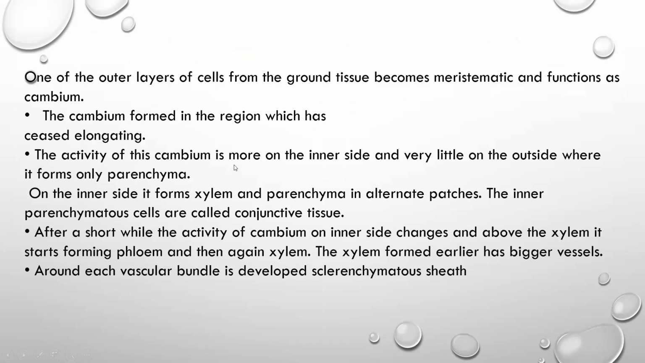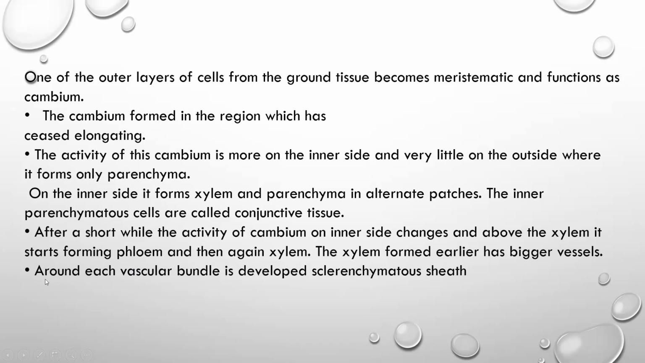The activity of this cambium is more on the inner side, where it forms xylem and parenchyma in alternate patches. The inner parenchymatous cells are called conjunctive tissue. After a short while, the activity of the cambium on the inner side changes, and above the xylem it starts forming phloem, and then again xylem. The xylem formed earlier has bigger vessels, and around each vascular bundle a sclerenchymatous sheath develops.